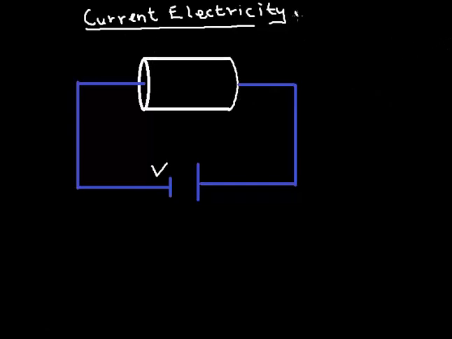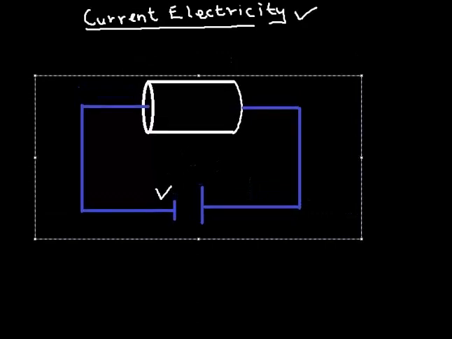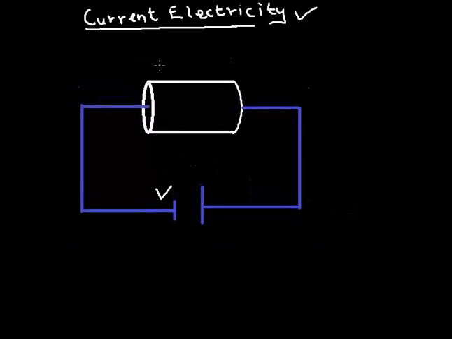So we've already looked at static electricity, and here we'll be talking about current electricity. Now, what's current electricity? Current electricity is the type of electricity that is generated by continuous flow of electric charge. Unlike static electricity or electrostatics, where the electric charges are stationary, in current electricity there's a continuous flow of electric charge across a conductor.